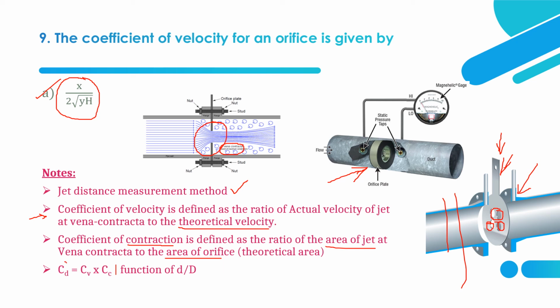And there is another thing, coefficient of discharge. It is given by the product of coefficient of velocity and coefficient of contraction. And this Cd value is a function of d by D. What is small d? Diameter at orifice. And what is capital D? Diameter of pipe. So these are some important points and important coefficients that come under orifice meter. Now let's move on to the 10th question.